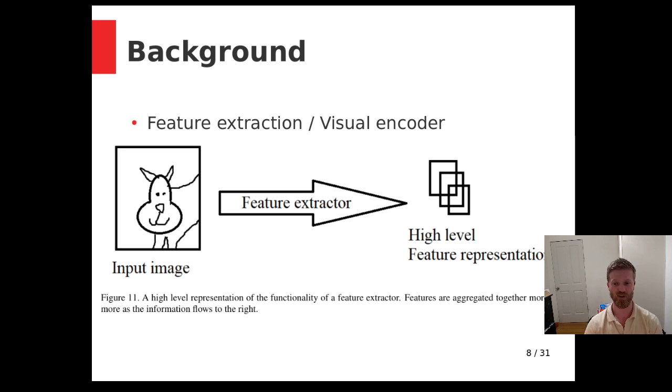So what is a feature encoder? A visual encoder or feature extractor, a feature encoder, is the section of a computer vision model that learns how to represent the image mathematically.